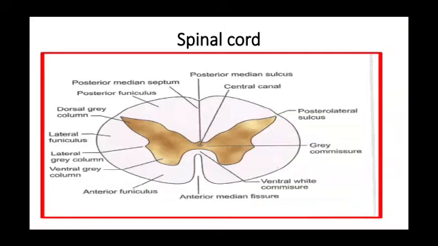So here try to identify the central grey matter and the peripheral white matter. The central grey matter contains a canal called the central canal. In the white matter, identify the anterior median fissure and the posterior median sulcus. Apart from this, identify the anterolateral and posterolateral sulcus, and identify the anterior, lateral and posterior funiculus.